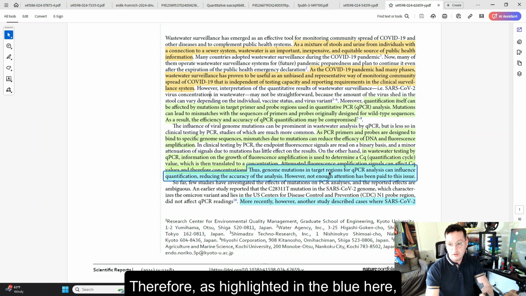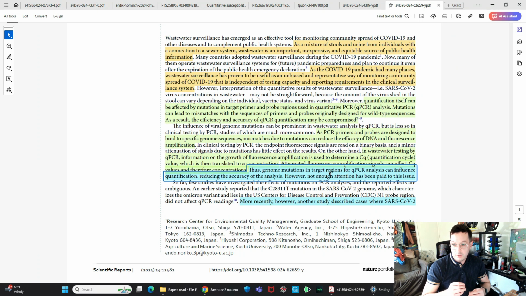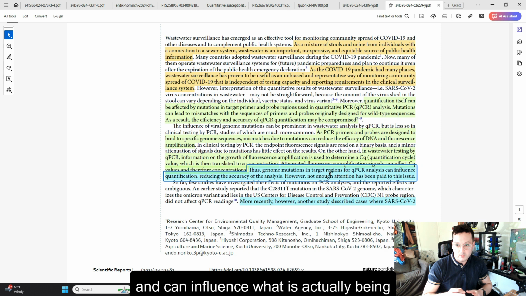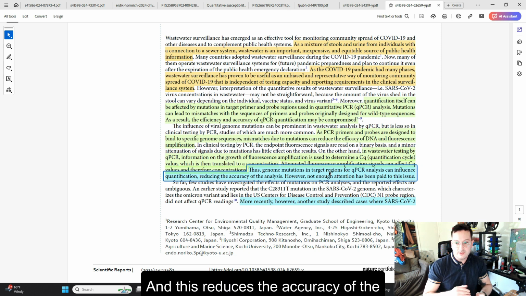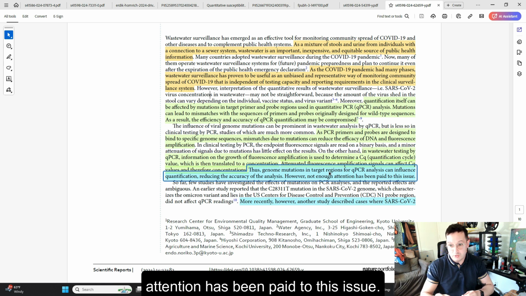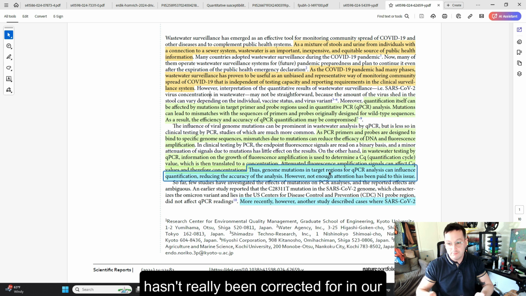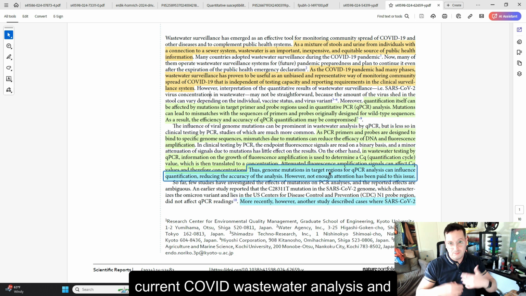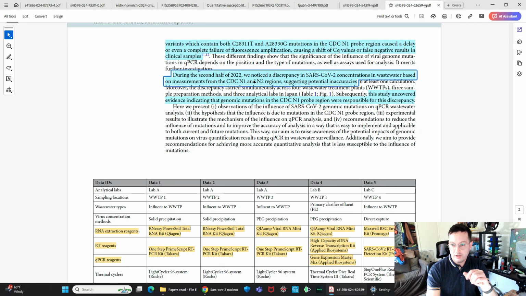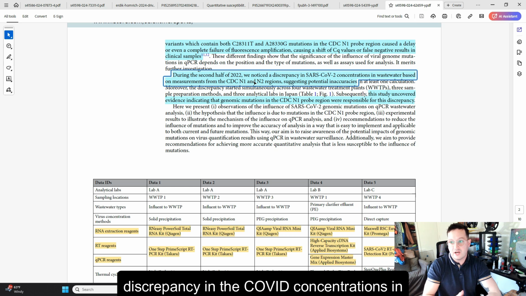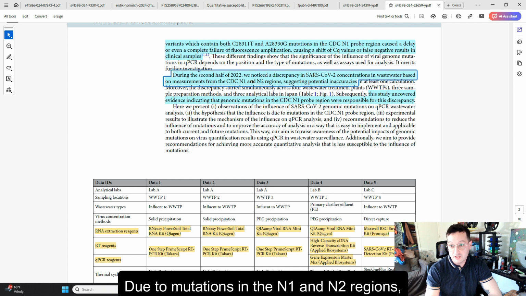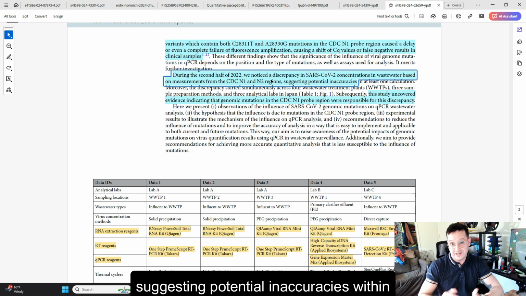Therefore, as highlighted in the blue here, genome mutations in COVID itself impact the target regions for the qPCR analysis, the quantitative PCR analysis, and can influence what is actually being measured. And this reduces the accuracy of the analysis itself. However, the authors are saying not enough attention has been paid to this issue. So far, it's been overlooked largely and hasn't really been corrected for in our current COVID wastewater analyses and public displaying methods. During the second half of 2022, so around July of 2022, the authors in this paper noticed a discrepancy in the COVID concentrations in wastewater based on measurements from the CDC due to mutations in the N1 and N2 regions, suggesting potential inaccuracies within the data.